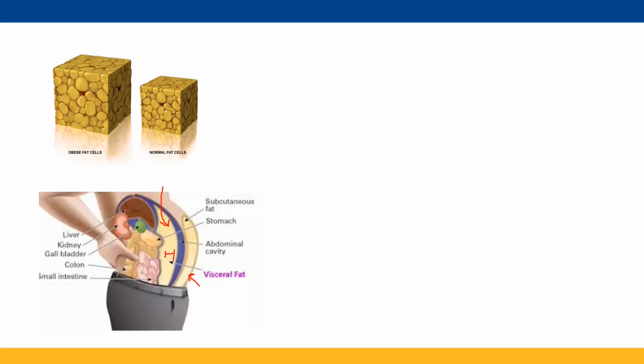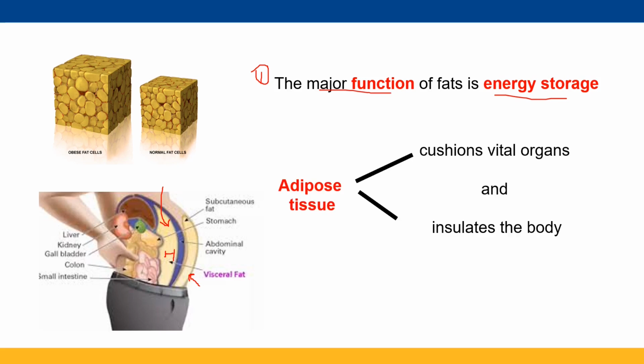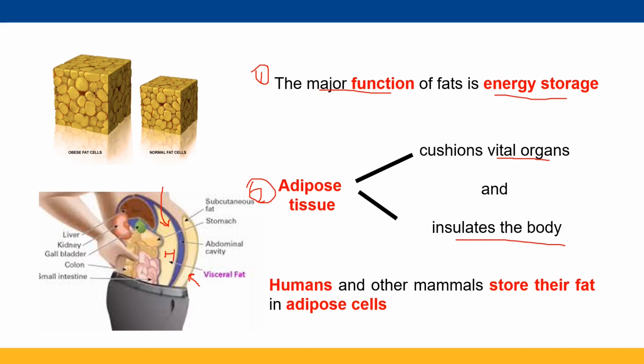Adipose tissue is not only in humans, but in all vertebrates. The major function of lipids is as an energy store. They can have multiple functions, but this is possibly the main function. As I said before, there is a tissue called adipose tissue, and the fats work as a pillow for vital organs and also insulate the body. And the third thing that I said in this slide is that humans and other mammals store their fats in adipose cells.